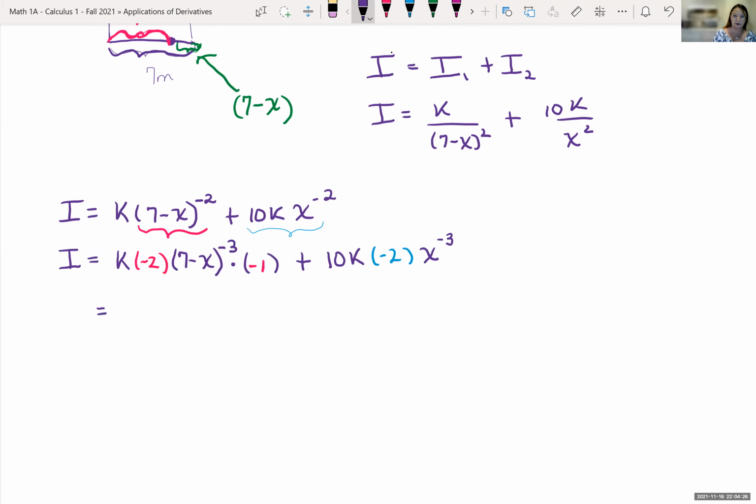So let's clean this up a little bit. In front, we have negative 2 times negative 1 times K. That's going to give us positive 2K, all times 7 minus X to the negative 3rd power, minus, so I have a negative 2 times a 10K. So that's a negative 20K, times X to the negative 3rd power.